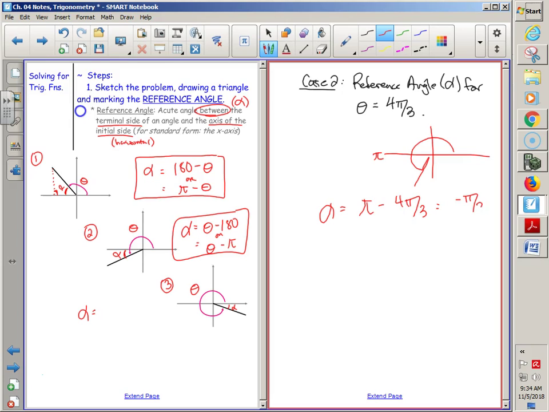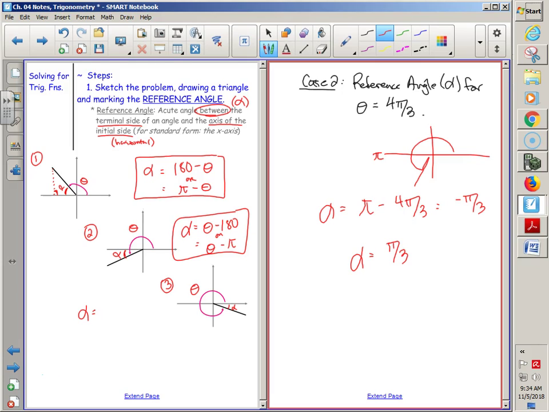I would get -1, right? Because I have 3 over 3 and I subtract 4 over 3. I would get -1 over 3. But here's the problem. All reference angles say, hey, if the angle is smaller, then do 180 minus or pi minus. If the angle is bigger, do the angle minus 180, the angle minus pi.